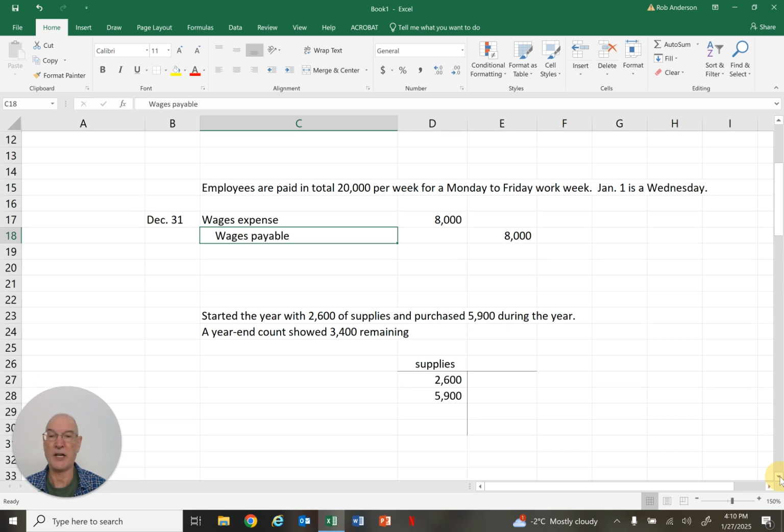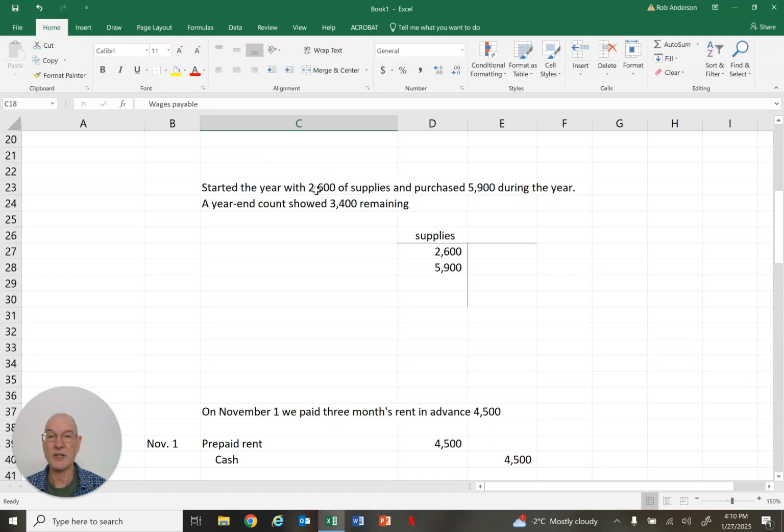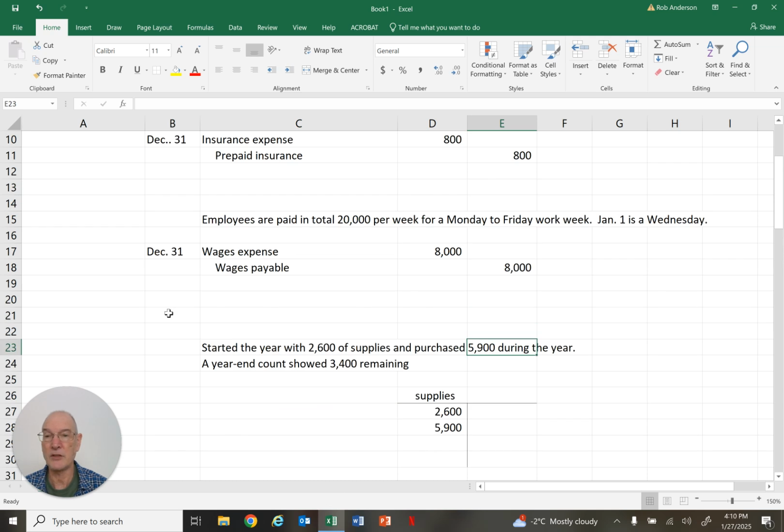So let's look at supplies. We started the year with 2,600 of supplies, and we purchased 5,900 during the year. Now, at the year end, we count our supplies, and we don't count every pencil and every paper clip, but we tend to count full boxes of things, and we have $3,400 of supplies on hand on December 31. So we need to do an adjusting entry for that.